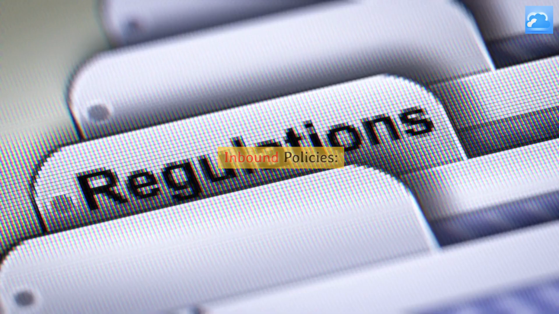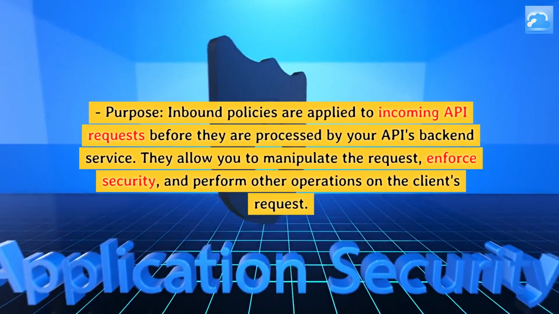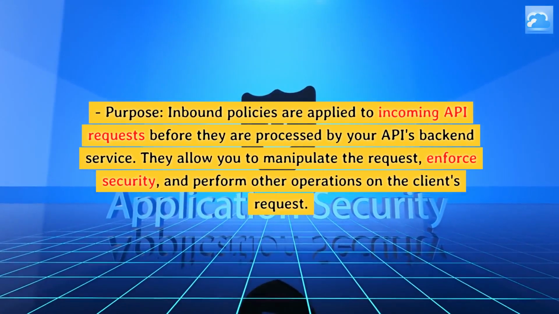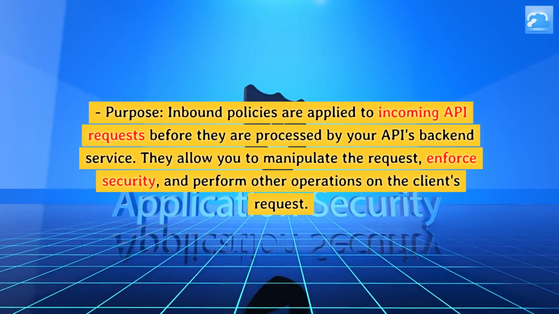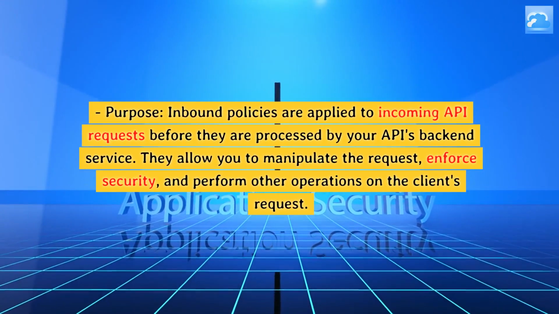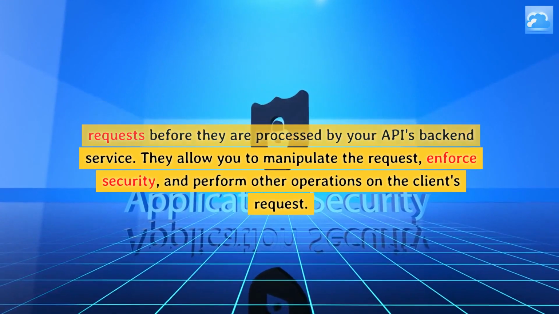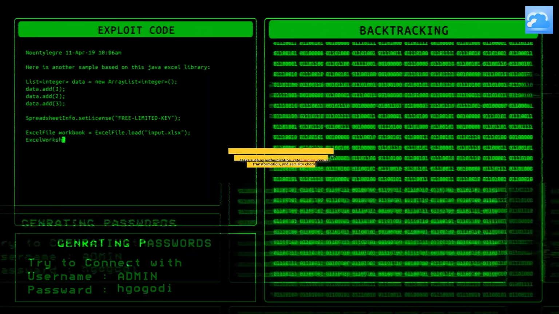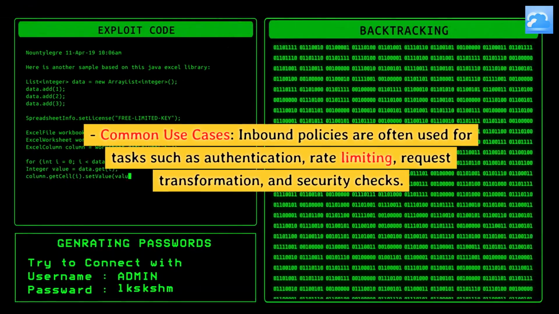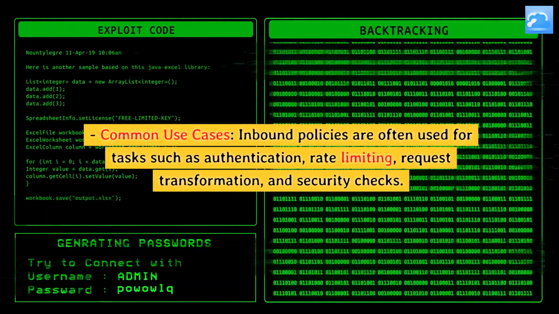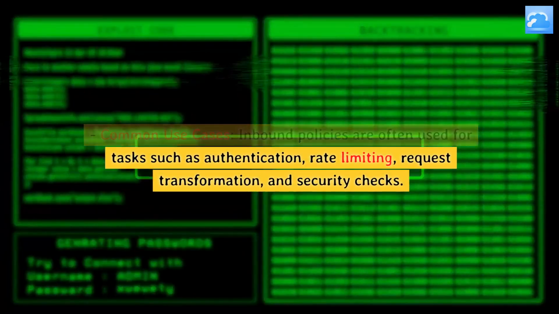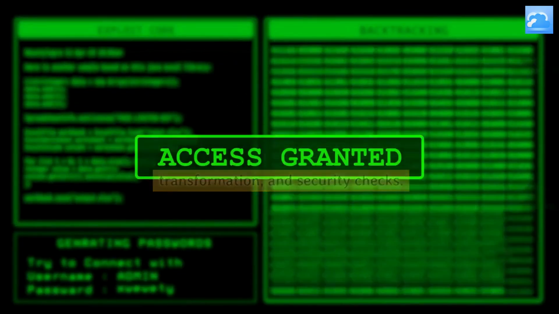Inbound policies. Purpose. Inbound policies are applied to incoming API requests before they are processed by your API's back-end service. They allow you to manipulate the request, enforce security, and perform other operations on the client's request. Common use cases. Inbound policies are often used for tasks such as authentication, rate limiting, request transformation, and security checks.